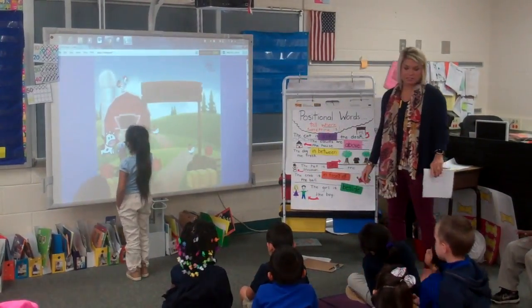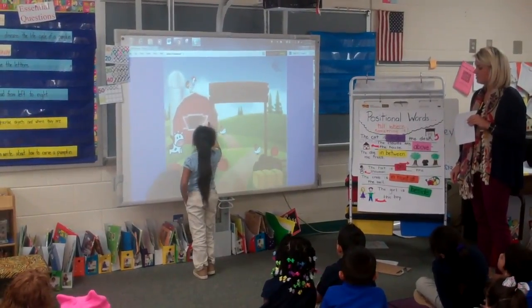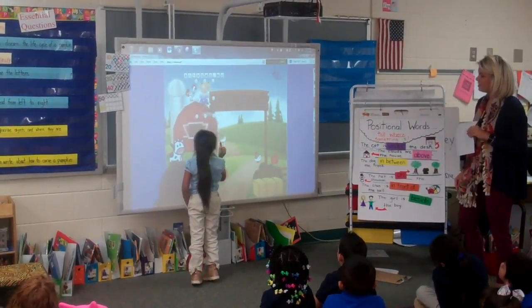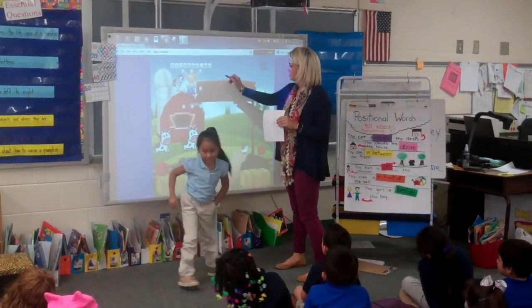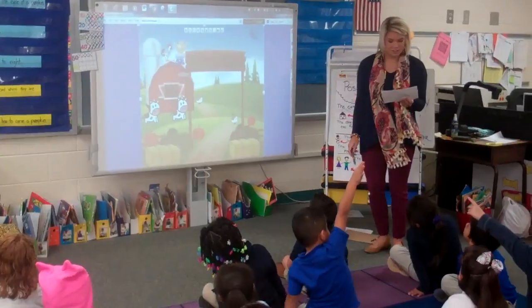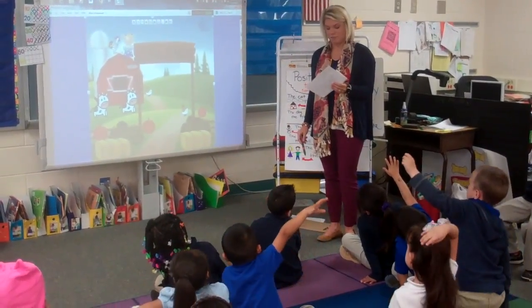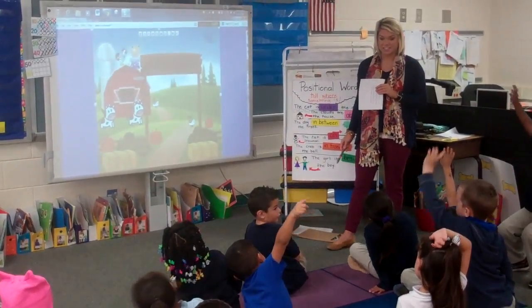Justin, sit down in your seat. Above the barn. Can you reach up there? Oh, good job. Is the girl above the barn? Yeah, there's a chicken. And there's another chicken up there. No, that's the rooster. Move the girl in front of the fence.